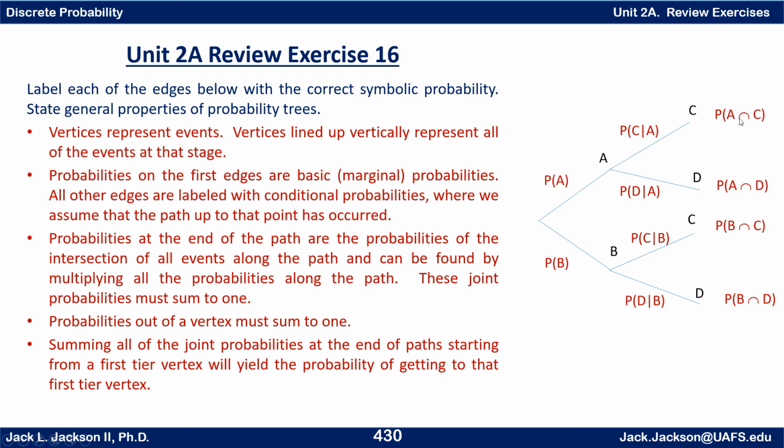And finally, we get the probabilities at the end by multiplying along the path. So the probability of A times the probability of C given A is the probability of A intersect C. Probability of A times probability of D given A is the probability of this intersection, and so forth. We can add up these 4 probabilities at the end because they are non-overlapping events that we're finding probabilities of. So if you add all of them that you have, you'll always get 1. Since these 2 are the only 2 coming out of A, if you add those 2 probabilities together, you'll get the probability of A, and adding these 2 together will give you the probability of B.